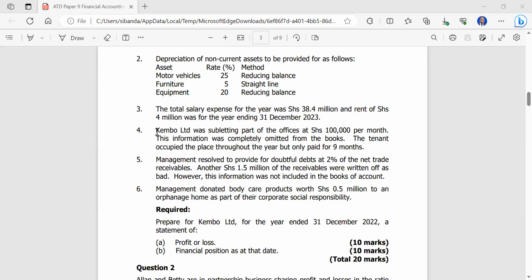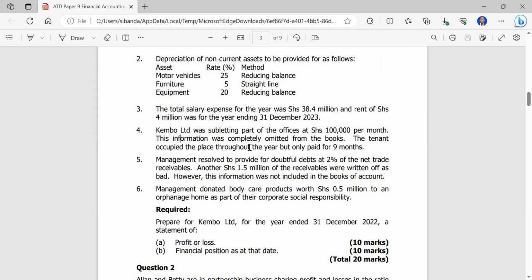So for item 4, here they are saying that Campbell was subletting part of the offices at 100,000 per month. This information was completely omitted from the books. The tenant occupied the place throughout the year, but only paid for 9 months.